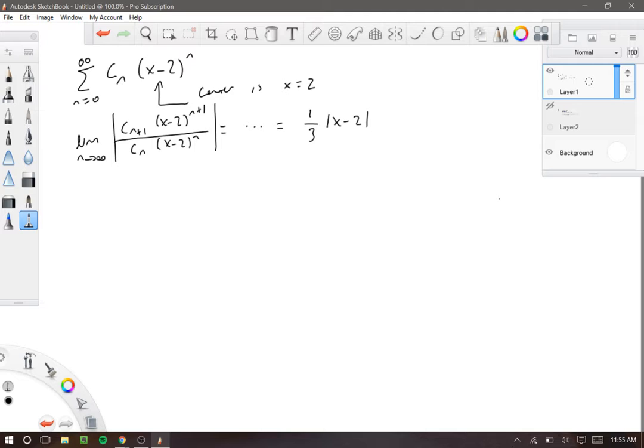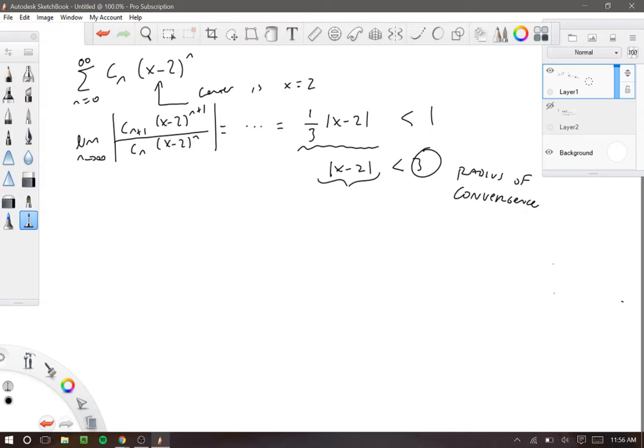Now for the ratio test to tell us that a series converges, we need the limit of the ratio to be less than 1. So in other words, we would have that the absolute value of x minus 2 is less than 3. This number 3 is the radius of convergence. What this is telling us is that the distance between x and 2 has to be less than 3 in order for the series to converge.